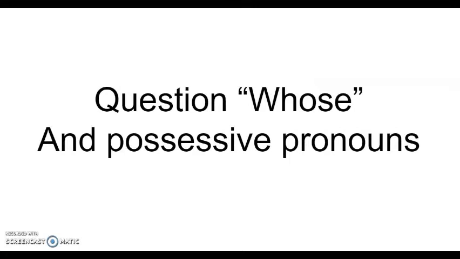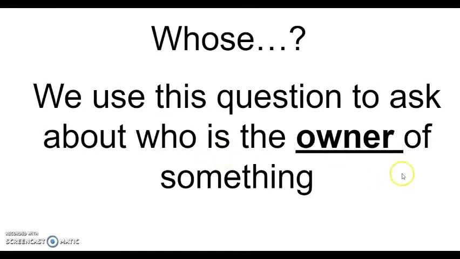Now let's continue with the question whose and the possessive pronouns. First, what is the question whose? We know words like what, where, when, why, right? But this is an additional question. Pay attention to this question. The question whose is used to ask about who is the owner of something. The owner means el propietario, right? So who is the owner of something?